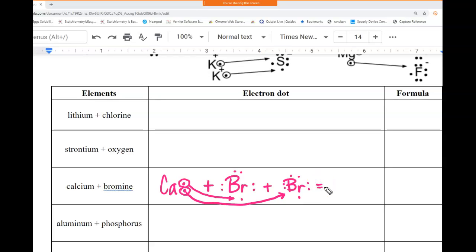So what I'm going to have resulting is the combination of 1 calcium 2+ ion plus 2 Br 1- ions with all of their electrons around them.